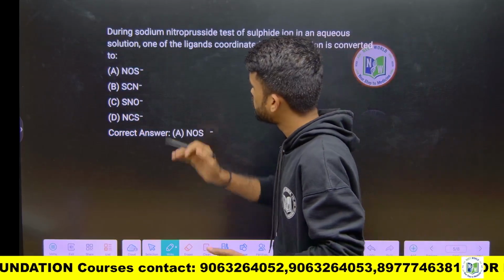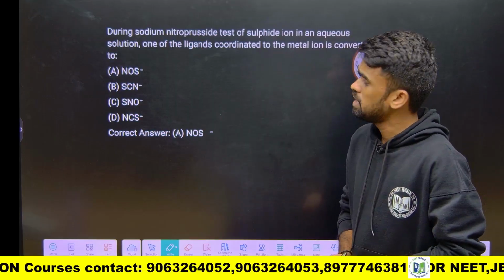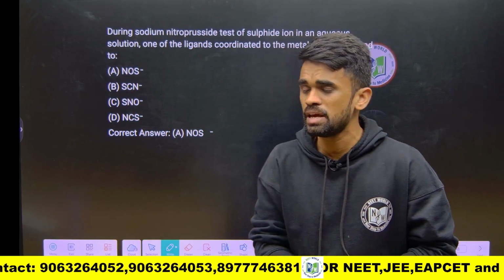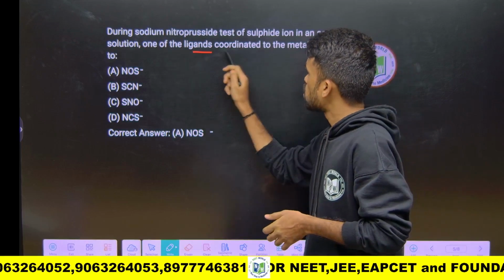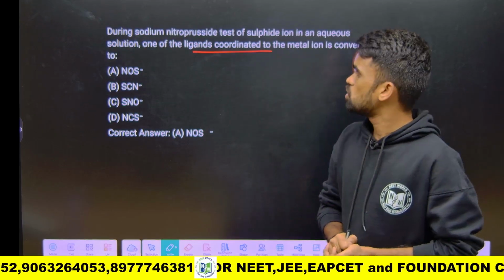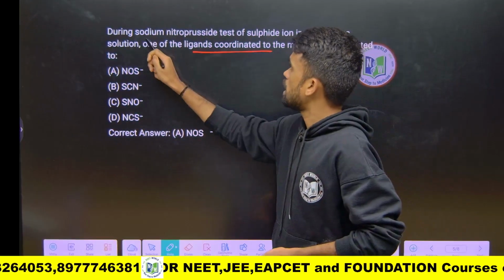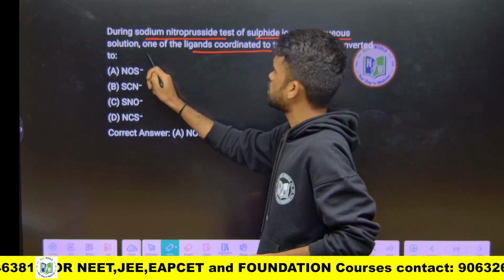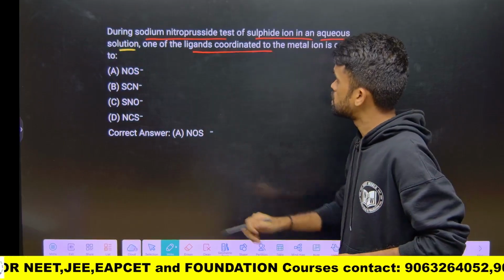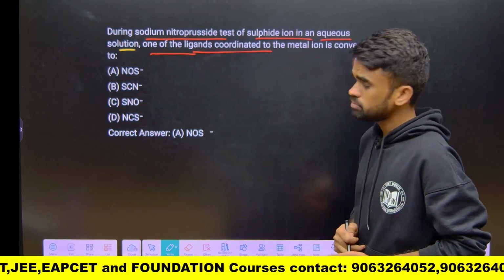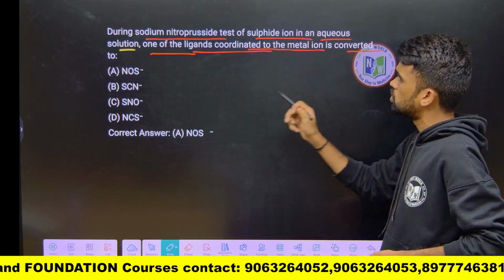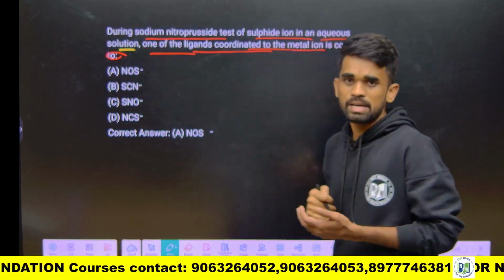Okay, here we have one more question which is related to practical chemistry, practical organic chemistry, as well as interlinked to the coordination complexes also. So what is it exactly? During nitroprusside test, sulfide ion in an aqueous solution, one of the ligands coordinated to the metal ion is converted into something.